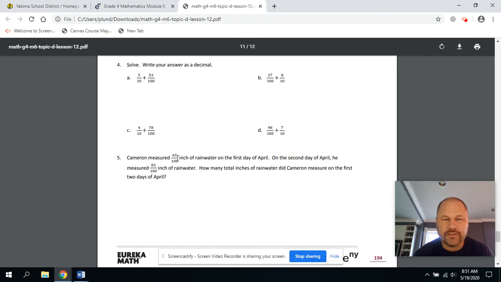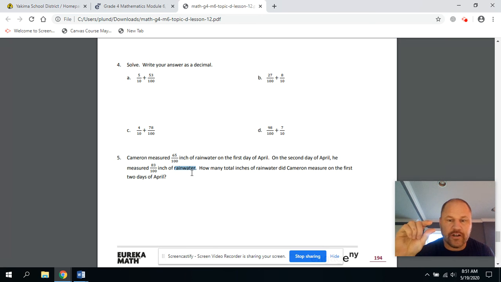Cameron measured 65 hundredths inch of rainwater on the first day of April. On the second day of April, he measured 83 hundredths of an inch of rainwater. How many total inches of rainwater did Cameron measure on the first 2 days of April? Well, these are both in hundredths already, so we can add them. We don't need to convert tenths to hundredths. We can say 65 hundredths plus 83 hundredths.